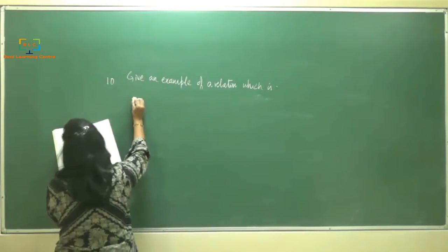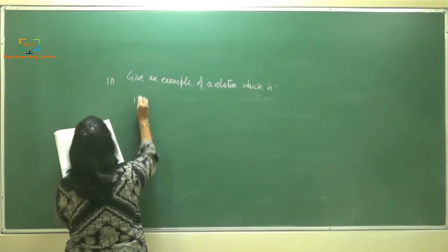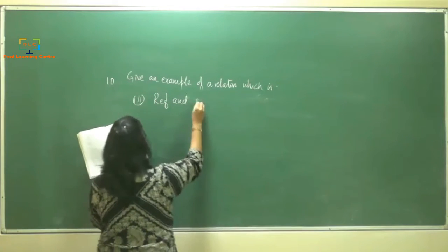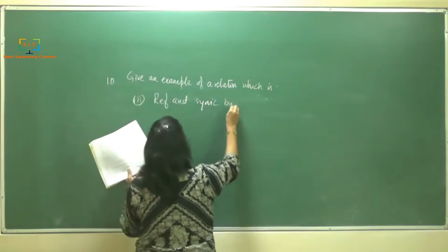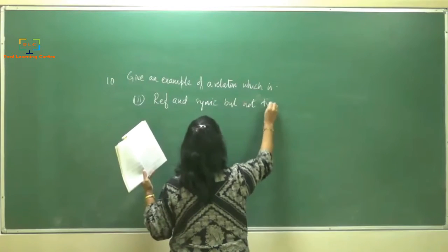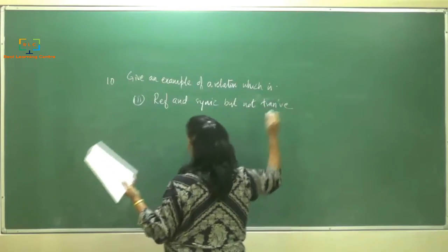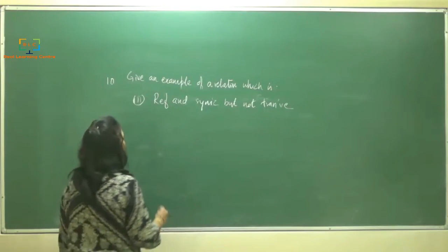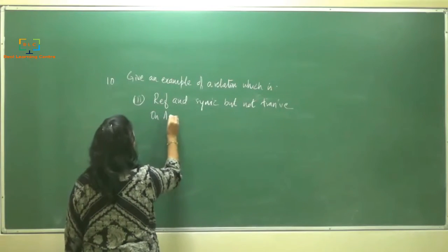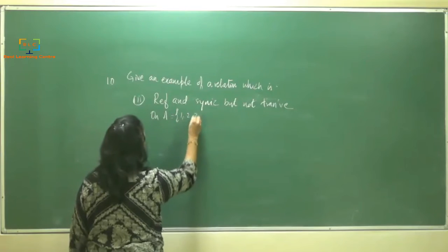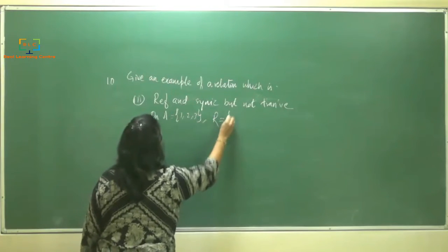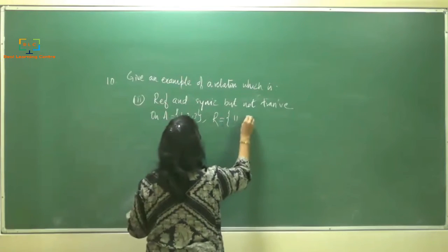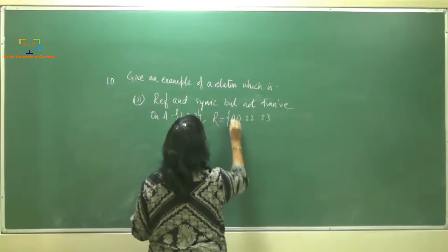See, I'll go for the third one. They say it should be reflexive and symmetric but not transitive. It should be reflexive and it should be symmetric. So I'll say on A is equal to 1, 2, 3. I'll define my R is equal to, it should be reflexive. What is my first job? Take 1, 1, 2, 2, 3, 3.